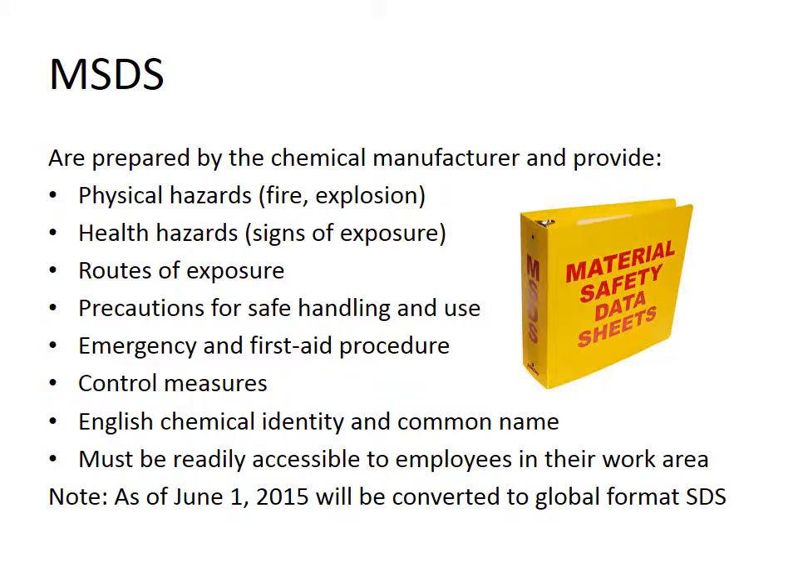MSDS are prepared by the chemical manufacturer and provide physical hazards, fire, explosion, health hazards, signs of exposure, routes of exposure, precautions for safe handling and use, emergency and first aid procedures, control measures, English chemical identity and common name. They must be readily accessible to employees in the work area. Note, as of June 1st, 2015, MSDS will be converted to global format SDS.